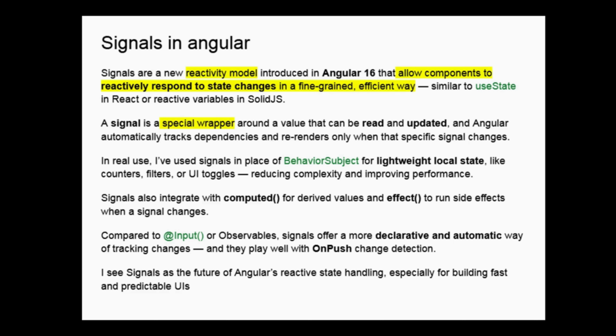In real use, I have used signals in place of BehaviorSubject for lightweight local state like counters, filters, or UI toggles, reducing complexity and improving performance. Signals also integrate with computed for derived values and effect to run side effects when a signal changes. Compared to RxJS for observables, signals offer a more declarative and automatic way of tracking changes, and they play well with OnPush change detection. I see signals as the future of Angular's reactive state handling, especially for building fast and predictable UIs.